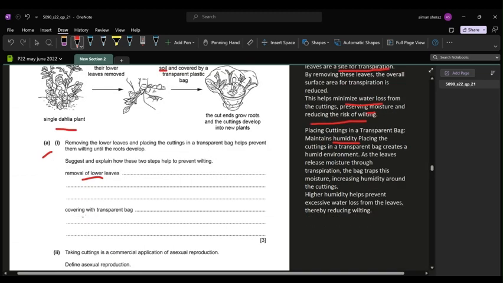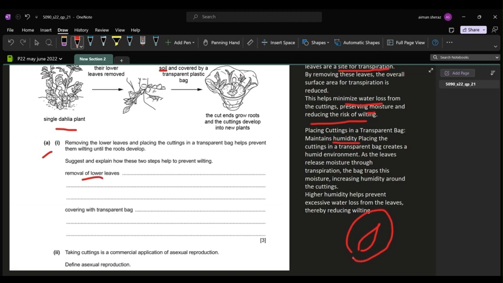Now if we talk about covering it with a transparent bag, humidity will be maintained inside the transparent bag. So that means if this is a leaf and I have covered it with a transparent bag and there is already a humid environment, that means there are already water vapors outside. So there would be no transpiration occurring, because if there is already a lot of water vapor outside, then why would water vapors escape from the leaf through transpiration. So again, it's going to help prevent excessive water loss from the leaves and that would help reduce wilting.